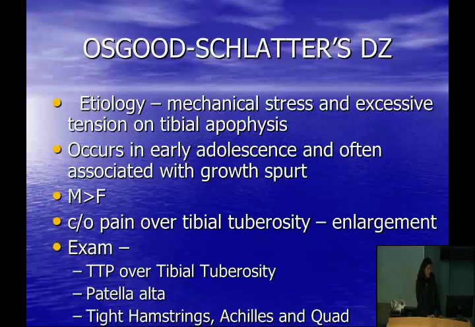So etiology, like I said, mechanical stress and excessive tension at the tibial apophysis. Occurs early in adolescence and often associated with growth spurts. It's more common in males than females, mainly because females with their estrogen surge are a little bit more pliable, just slightly, than men. But it's not to say girls can't have Osgood-Schlatter's also. I have a lot of girls, my dancers, who will have a lot of Sever's disease on the back of their heel.